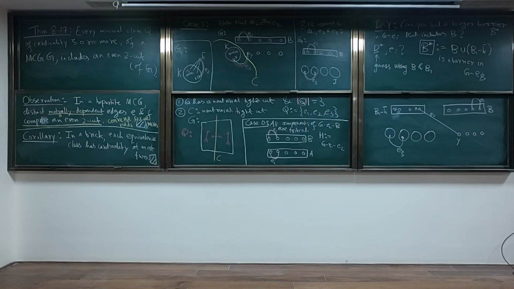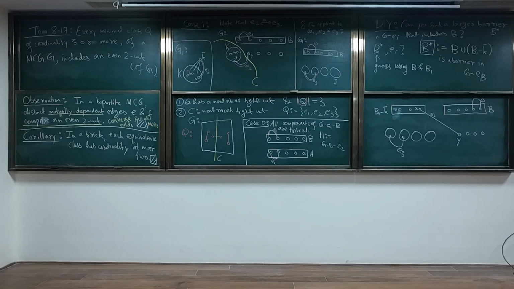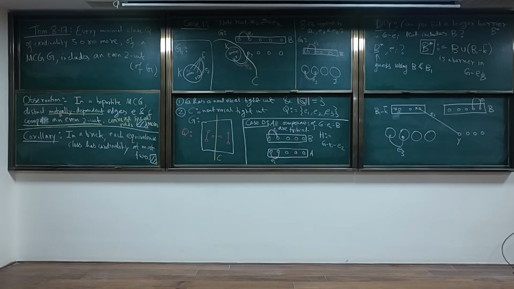So one way to finish the proof would be to say that amongst all barriers of G minus E2 containing the ends of E1, union all barriers of G minus E3 containing the ends of E1, choose one that is as large as possible. And if we choose one that is as large as possible, then we have a contradiction and we are done. In fact, we can simplify it further.